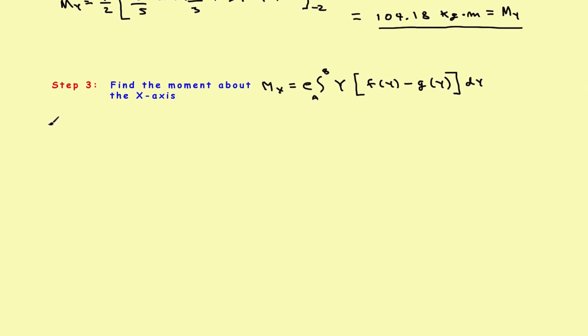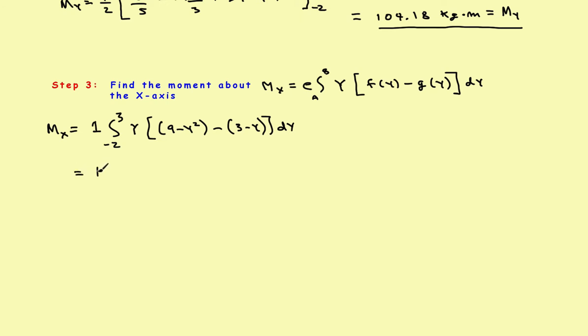Okay, so the moment about the x-axis, the density is still 1 kilogram per square meter, and you're still going to go from minus 2 to 3. This time you've just got y, and still you've got f of y, which is 9 minus y squared, minus g of y, which is 3 minus y. The whole thing dy.